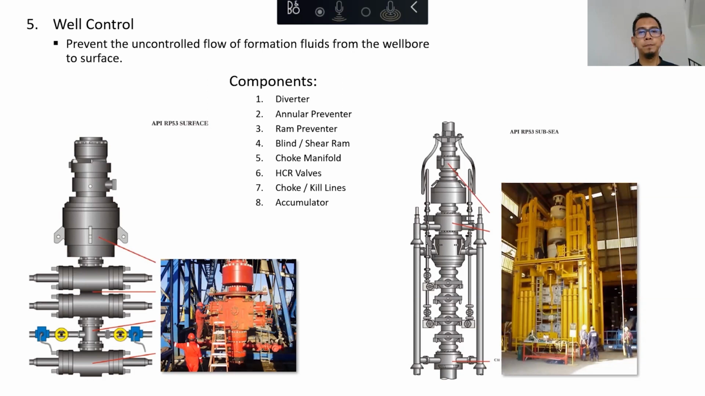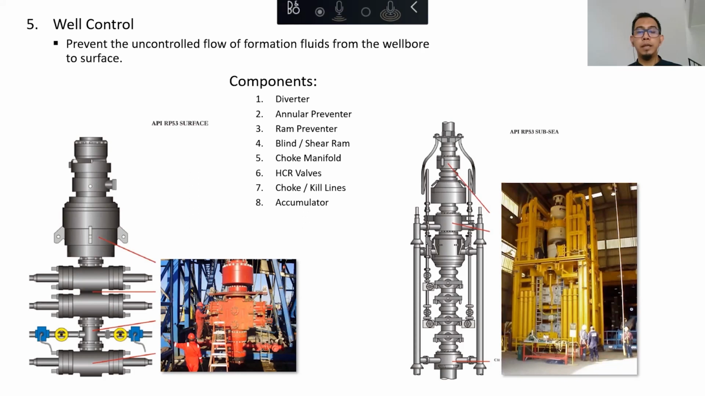Blind and shear ram. So the diverter, annular preventer, and ram preventer have the capability to hold the drill pipe and prevent the annulus fluid from migrating or traveling to the surface. However, the blind or shear ram completely shuts down the well and cuts anything that passes through it. So if it's drill pipe, it will cut the drill pipe. If it is a drill collar, it will cut the drill collar, yes.